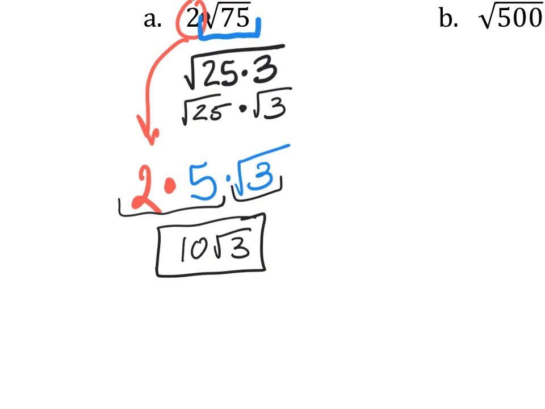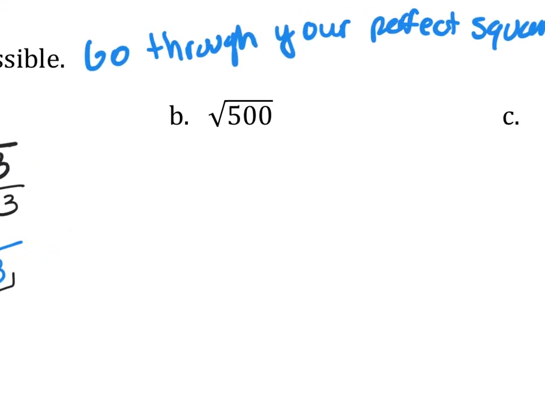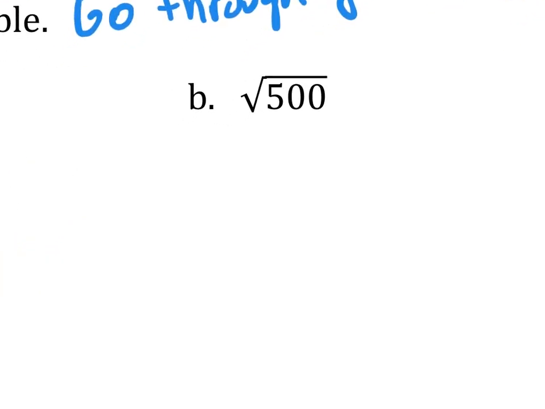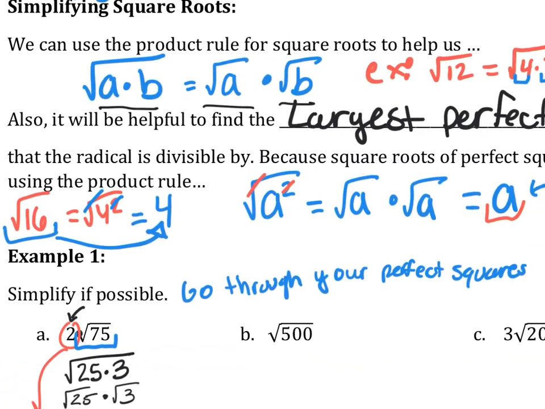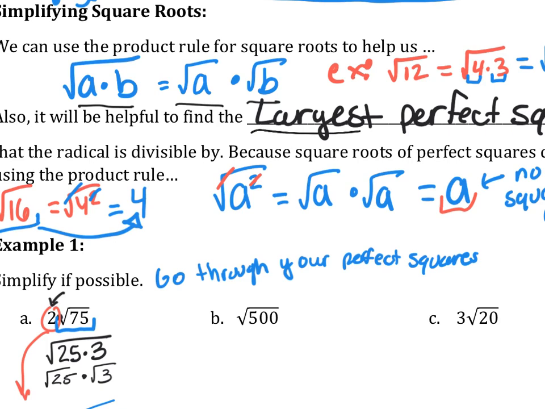Okay, and let's do another one, letter B. So letter B, this time there's no number out in front. We have to worry about multiplying at the end, which is cool. And now remember with letter B, it's helpful to find the largest perfect square that can go into that number, just because that means you'll only have to use the product rule once. It's okay if you get a smaller perfect square. That just means you'll have to do some extra simplifying steps.